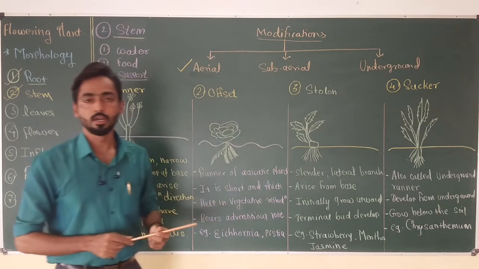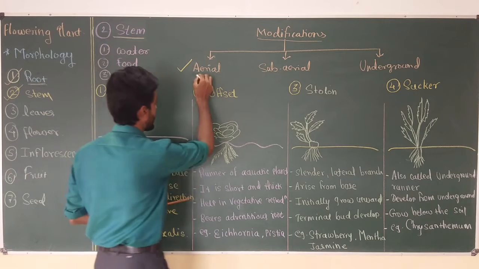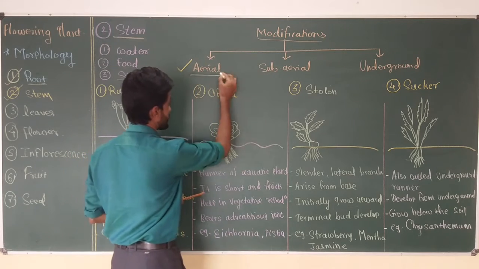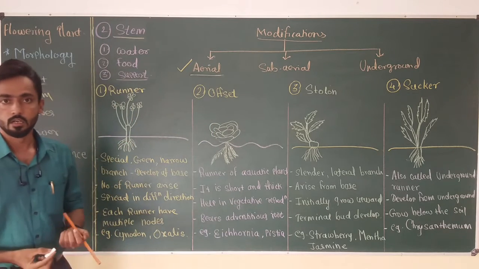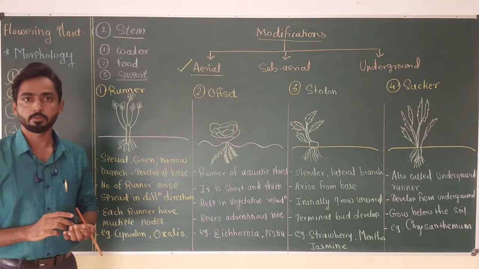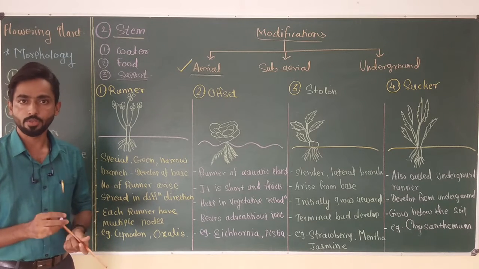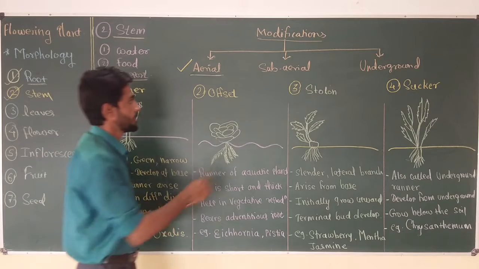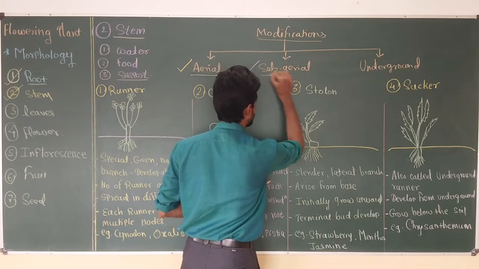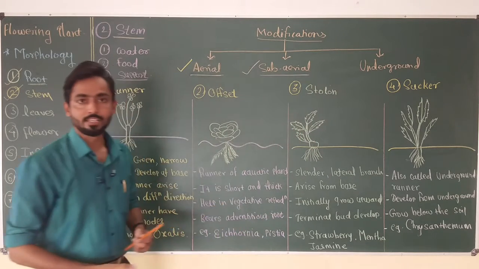Okay, there are three different types of modifications found in the stem of angiospermic plants: aerial, subaerial and underground. In my last video, I discussed in detail the aerial modifications present in the flowering plant. There are 5 different examples of the aerial modification. Now in this video, I am going to focus on subaerial modification of the angiospermic plant.